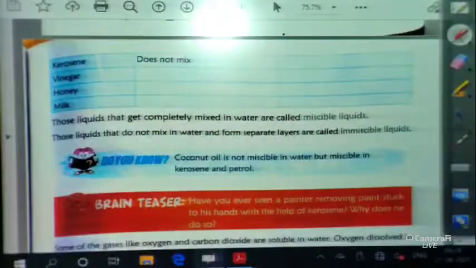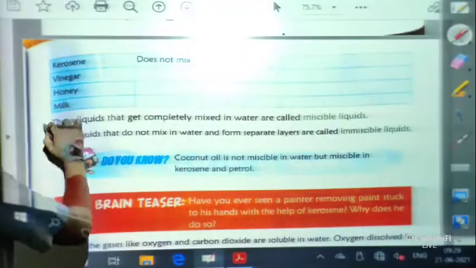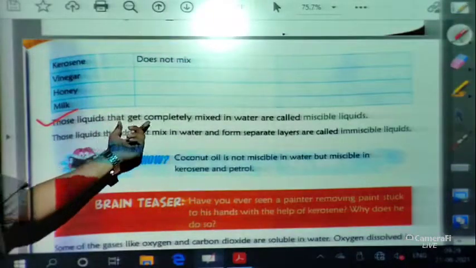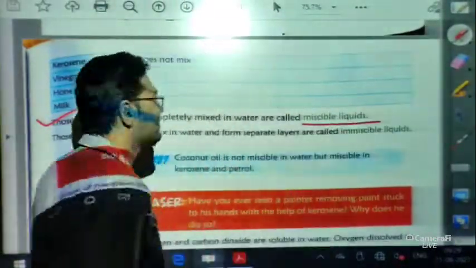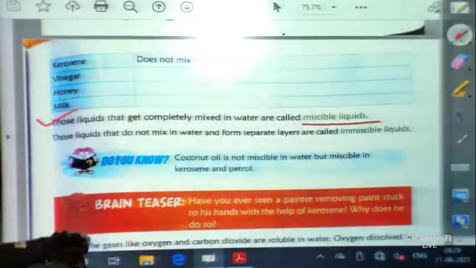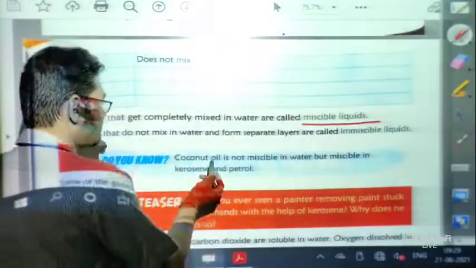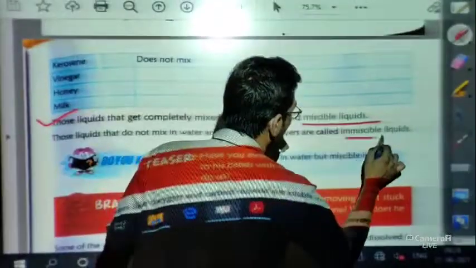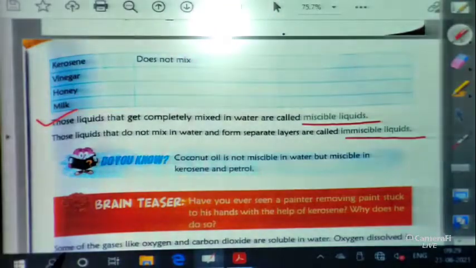Okay, now just have a look, those liquids, so here also we can get two terms. First one, those liquids that get completely mixed in water are called miscible liquids. That means they can easily mix with water, such as honey. And those liquids that do not mix with water and form a separate layer are called immiscible liquids, such as kerosene, oil, these kind of things.